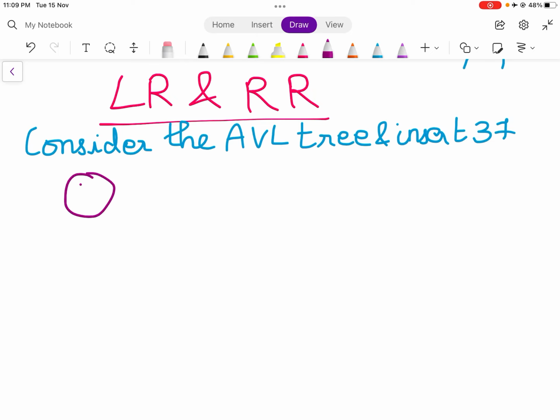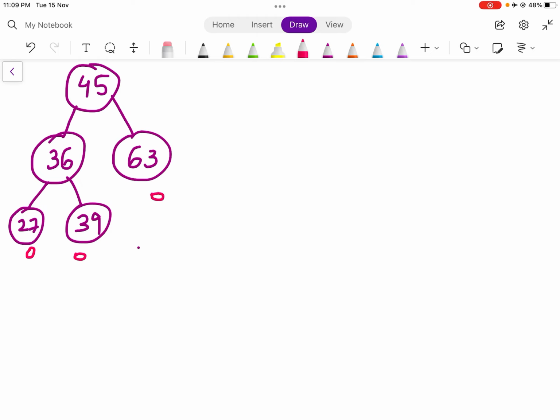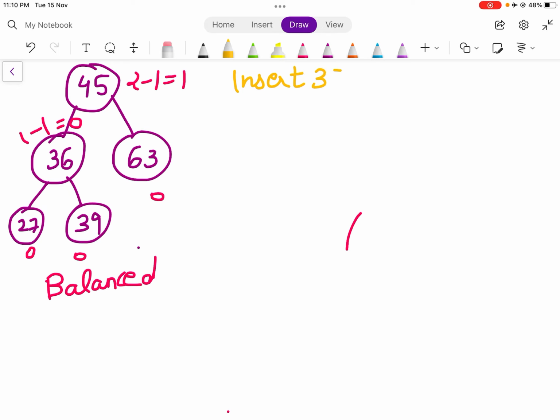So this is 45, 36, 63, 27 and 39. Balance factor 0, 0, 0, 1 minus 1 is 0. For the root it will be 2 minus 1, which is 1. So it is balanced. Now they are saying that I have to insert 37. Insert 37. So how will I do that?